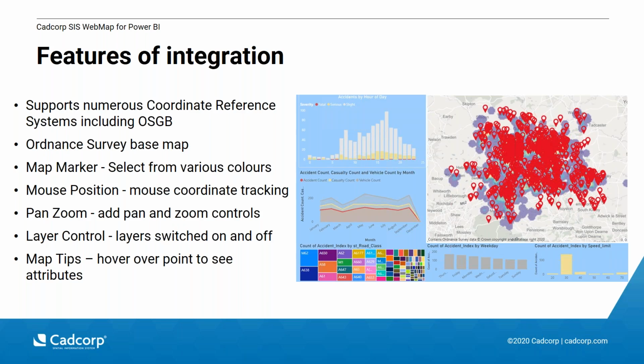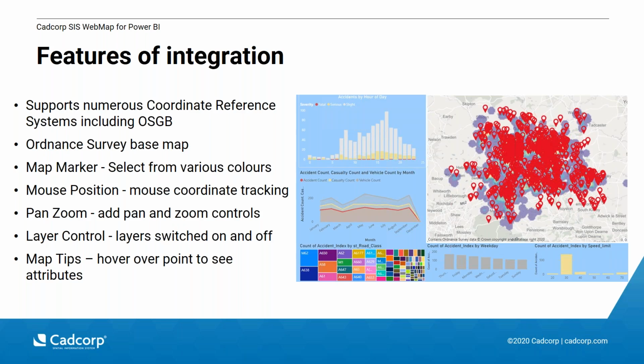That's one of the advantages of the OSGB coordinate reference system, but equally WGS84 or other coordinate reference systems that are supported by Cadcorp SIS technology can be utilized in this environment as well. So some of the features: the map marker, as you can see in the screenshot here, can be a variety of different colors that you can choose from to represent your data. The mouse position can include coordinate tracking, so you can see the coordinates of where the mouse is on the map. Pan and zoom controls are included, and this is one of the other really key features, that it has the capability to have the layer control in there.